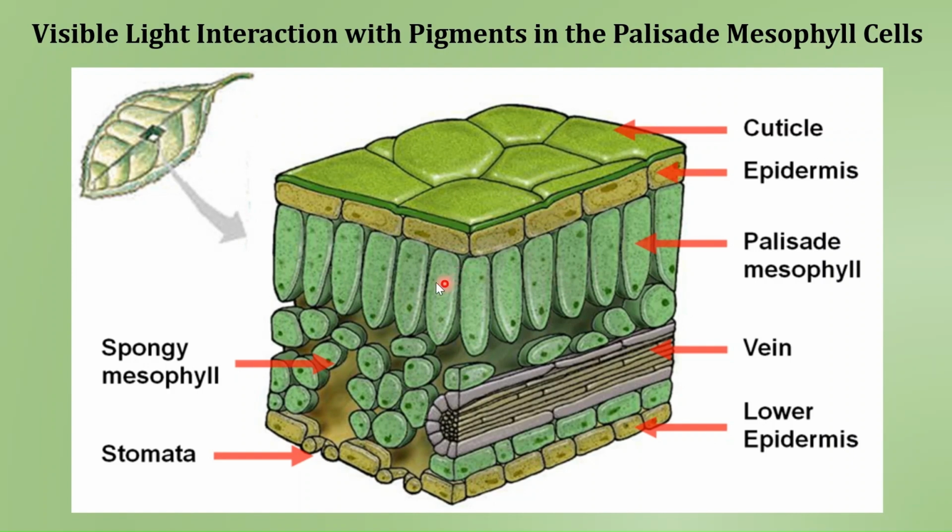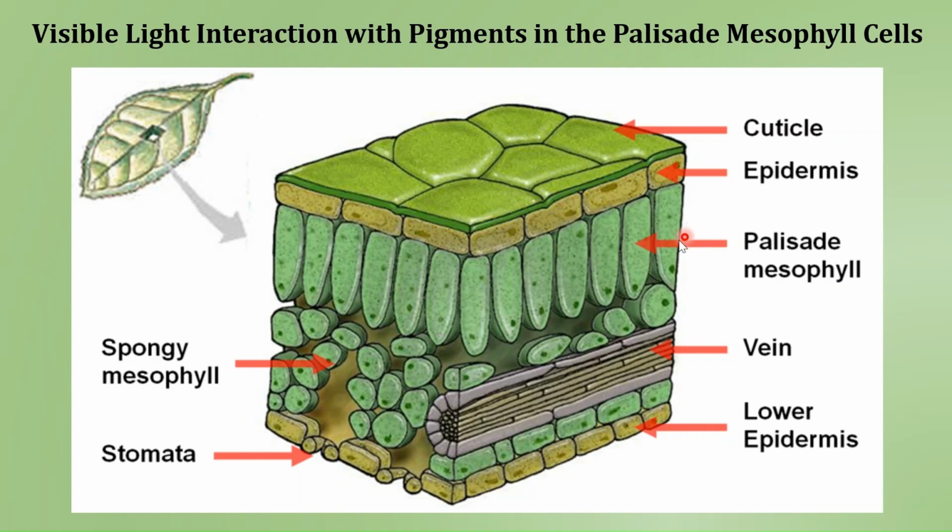Then below this palisade parenchyma, we have the spongy mesophyll or spongy parenchyma, which is composed of loosely arranged cells and intercellular air spaces. And then beneath this, we have the lower epidermis, which contains the stomata. So this is the general representation of a leaf. The palisade parenchyma is the place where we have the interaction of visible light, and the spongy mesophyll or spongy parenchyma is the place where we have the interaction of the near infrared and the mid infrared or shortwave infrared portion.